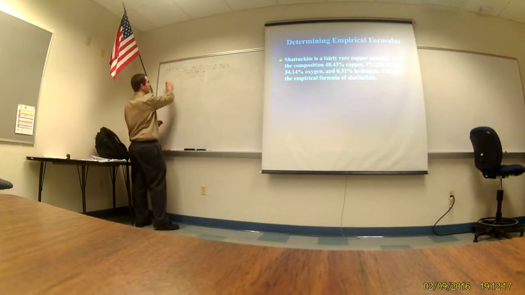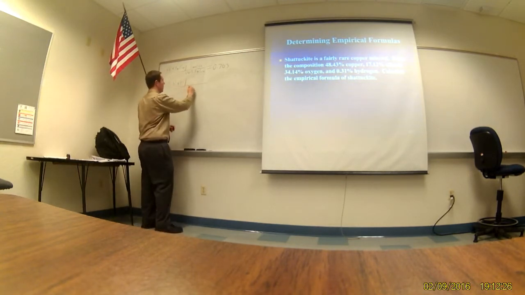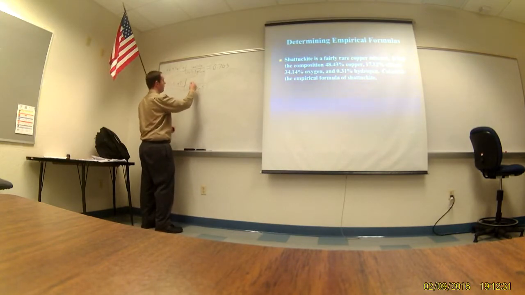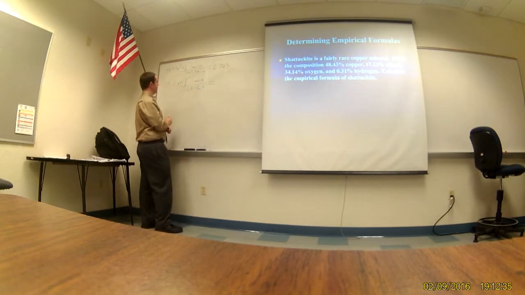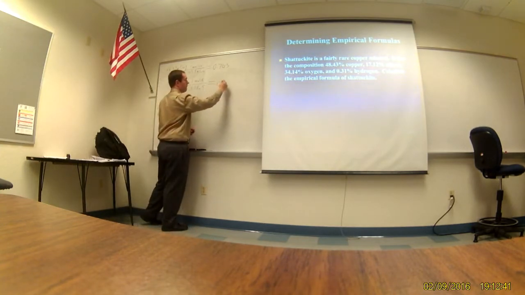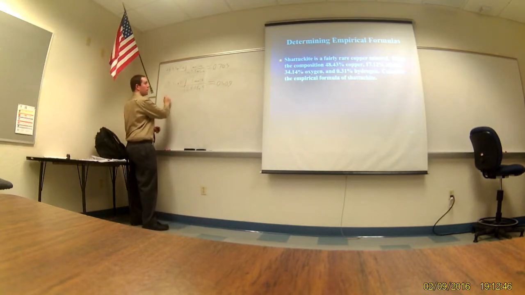Silicon, 17.12. What's the mass of silicon? 38.0855. Let's stop there. Oxygen, 34.14.